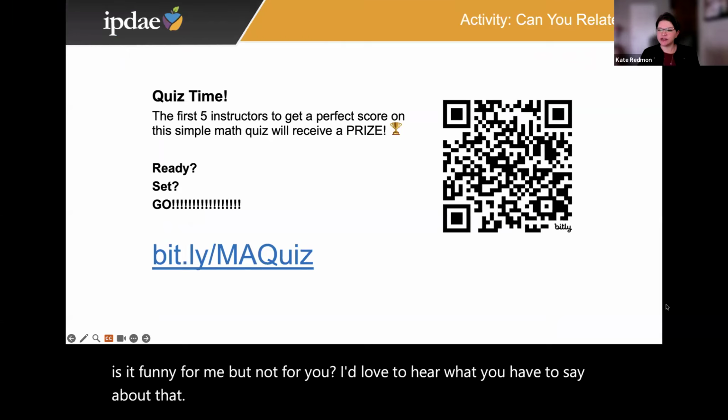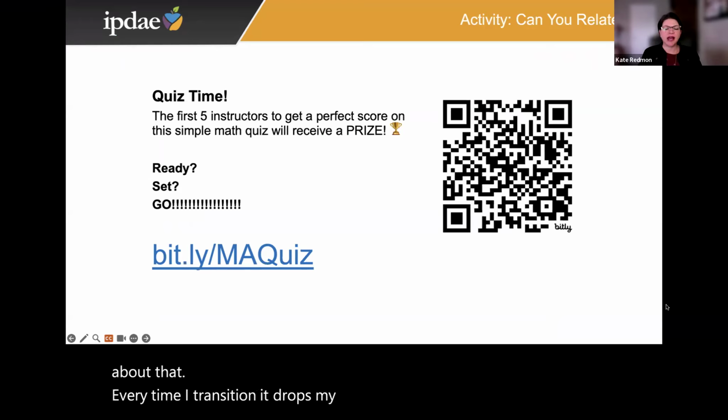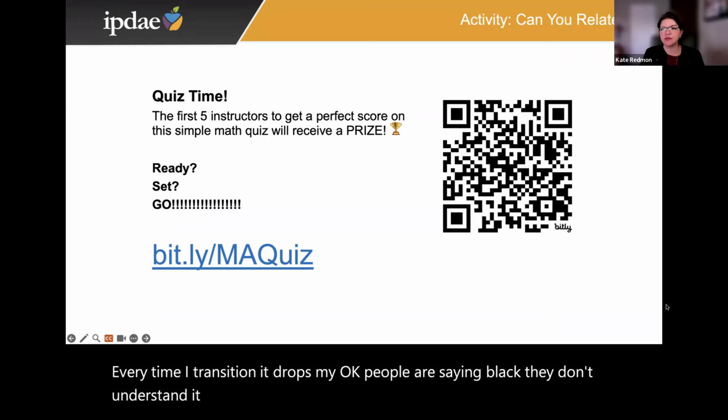Every time I transition, it drops my... Okay. People are saying black, they don't understand it. They didn't understand the symbols.